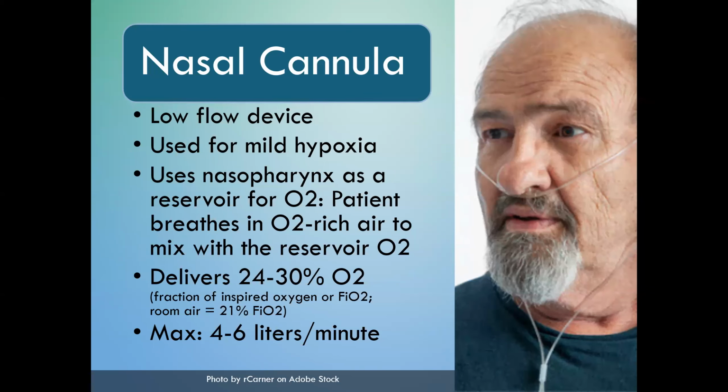A nasal cannula delivers oxygen that has 24 to 30% FiO2. So remember, normal room air has an FiO2 of 21%. So when a patient breathes air from the nasal cannula, they're breathing in air that is a bit richer in oxygen than air they would just be breathing in from the environment. A nasal cannula can deliver air at a maximum of 4 to 6 liters per minute. So it doesn't always have to be set that high. That's just the max. Some people might be on a nasal cannula at maybe 1 or 2 liters per minute. But overall, this device can give people just a small burst of increased support.